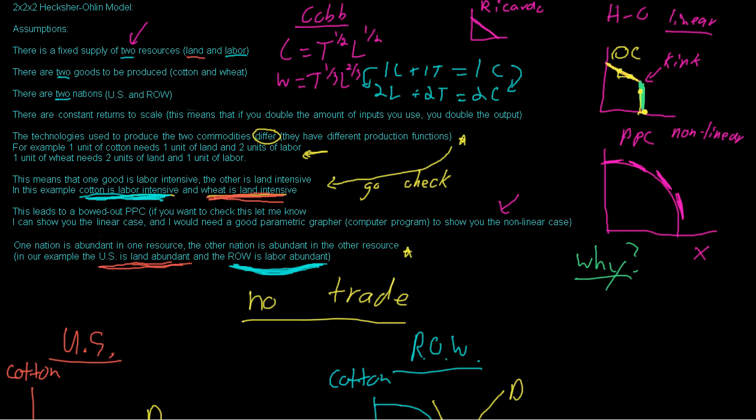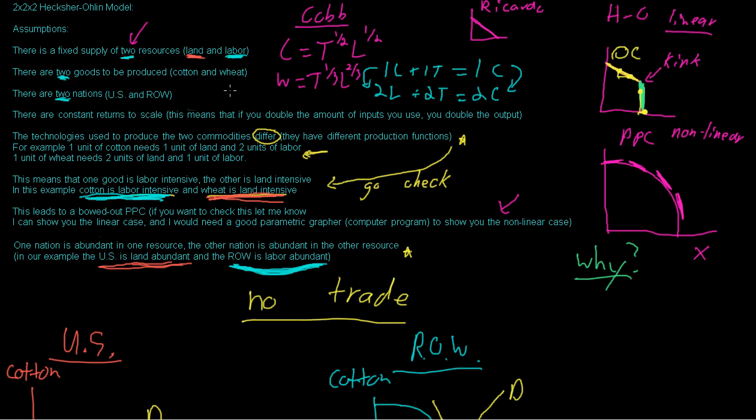So this video is kind of the kicker for about the last 4 or 5 videos, and it's called the 2x2x2 Heckscher-Ohlin Model. The reason it's 2x2x2 is that there are 2 resources, in this example land and labor, 2 goods, in this example cotton and wheat, and 2 nations, the US and the rest of the world. We're going to make land red and labor this light blue. This can get kind of confusing, and hopefully the color coding will keep it clear.